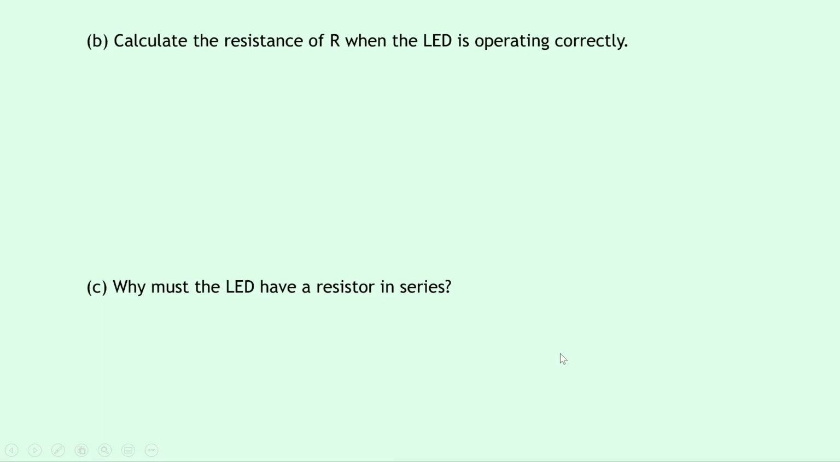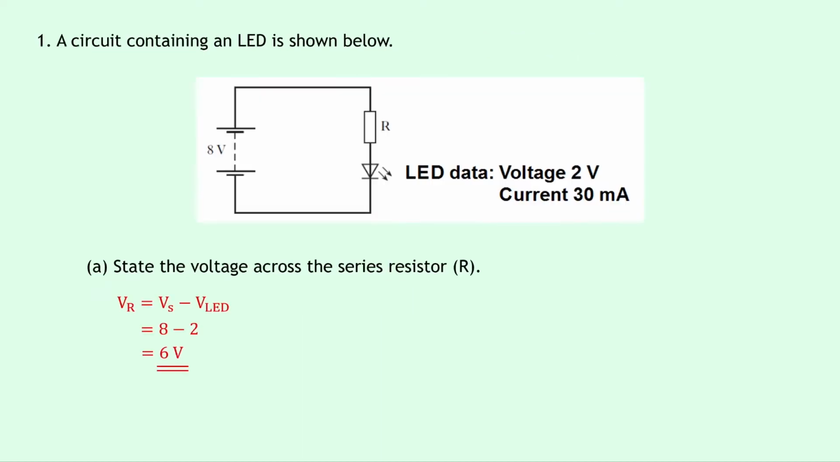Part B says to calculate the resistance of R when the LED is operating correctly. So this just means when the LED is operating at its 2V with the current passing through it. So if we look back at the circuit diagram, what we need to realise is that it's a series circuit, so the current passing through the LED must also be the same as the current passing through the series resistor R. So the current passing through the resistor is 30 milliamps, and we now know the voltage across the resistor is 6V as well. So we can use this to find the resistance of the resistor.